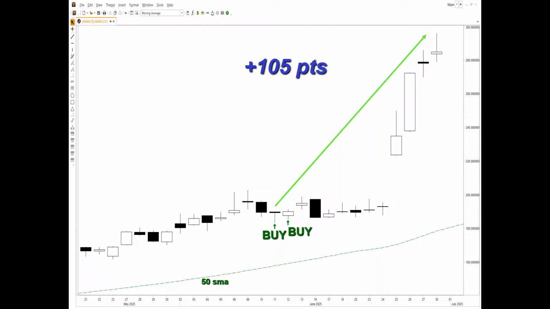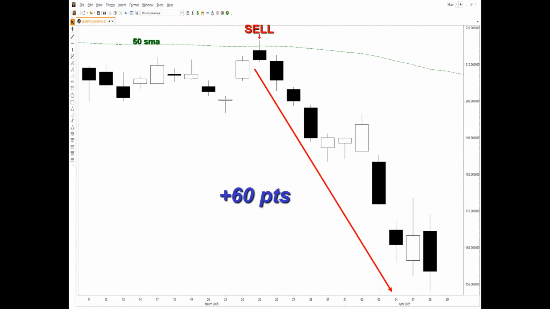All right, looking back in hindsight, here was a great example of a really nice buy signal in AV. As you can see, we're above the 50-period moving average. 2 buy signals were generated here coming into June and coming into the first week in July, up 105 points. And we can look at the same thing to the downside. Stock was basically going sideways, but it was below the 50-period moving average. Right at the very high, a sell signal was generated in NXPI. And as you can see, after that, it went straight down 60 points.